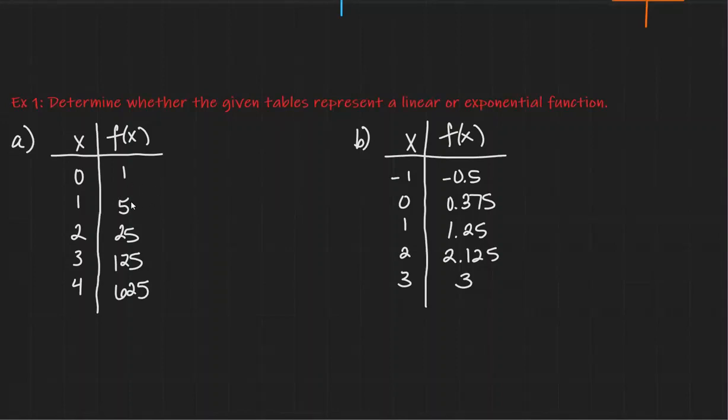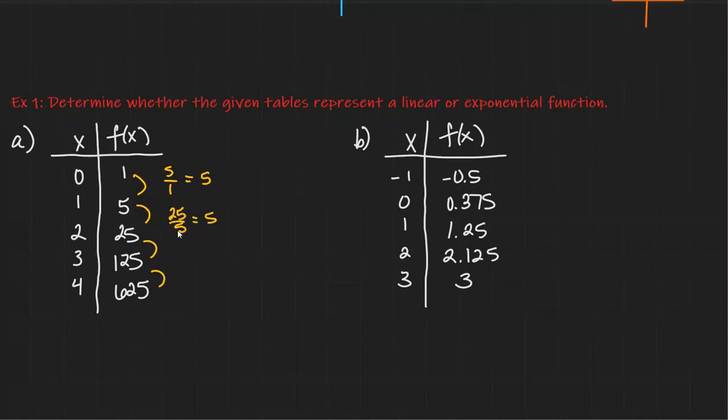So for example, for part A, looking at the output values, our f of x values in our table, we're going to take consecutive values, and by consecutive, I mean values that are right next to each other, and we're going to divide them. I would do 5 divided by 1, 25 divided by 5, kind of going backwards, right? So what's 5 divided by 1? That's 5. 25 divided by 5, that's also 5, etc.